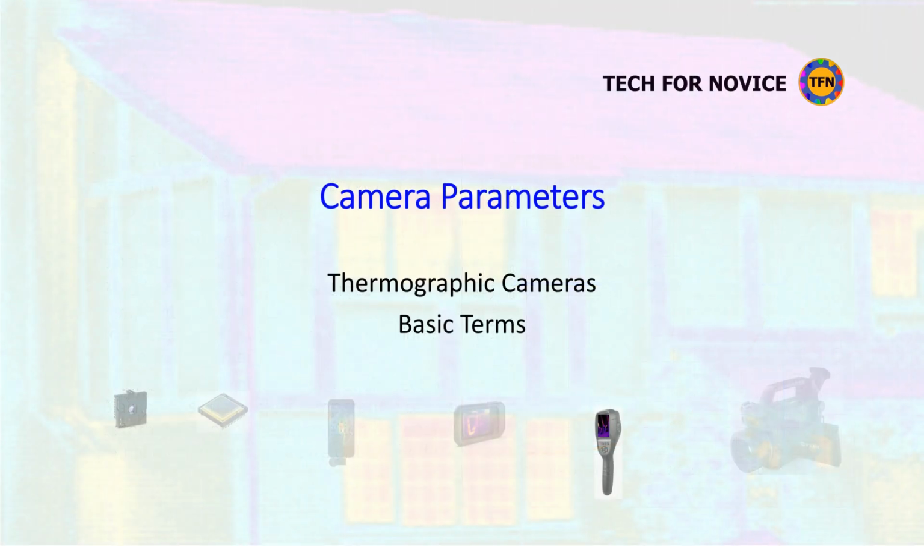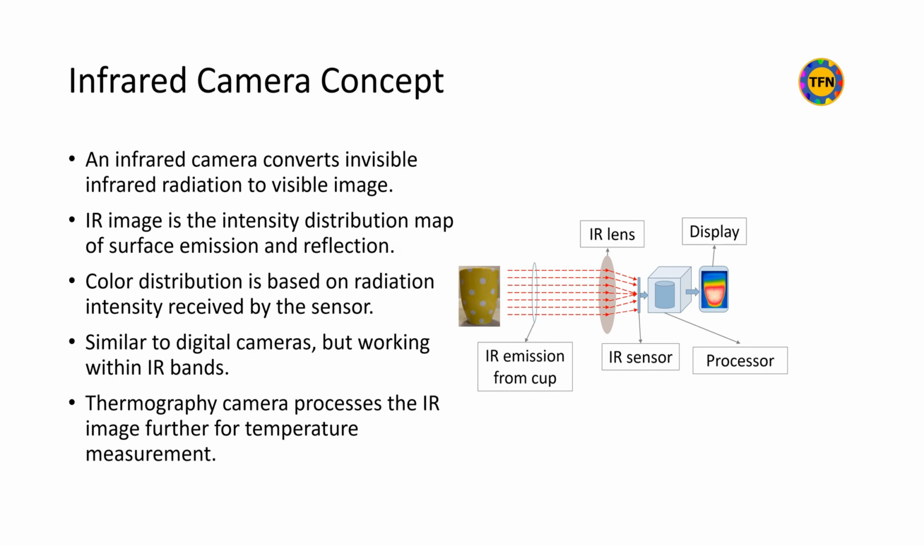Next section covers parameters related to infrared cameras and their influence in thermography. Basic concepts of visual digital cameras and infrared thermography cameras are same, both consisting of lens, sensor, processor, and display. Main differences are working wavelengths and extra image processing for temperature measurement.